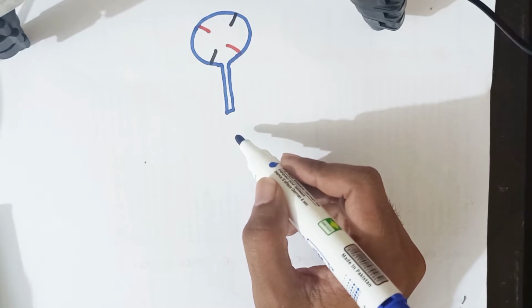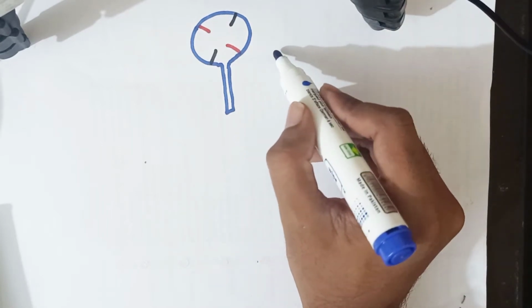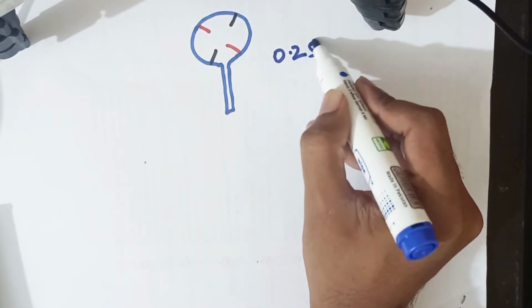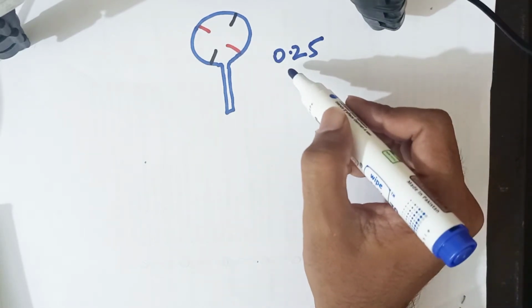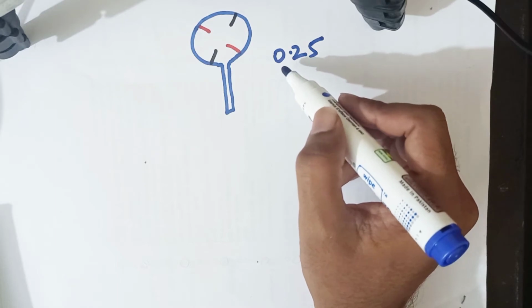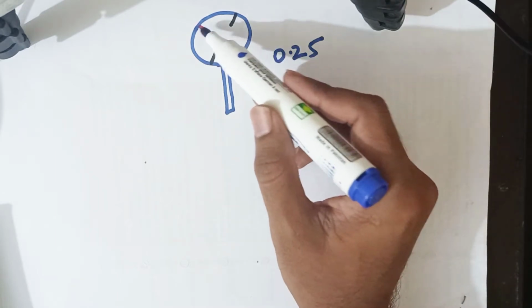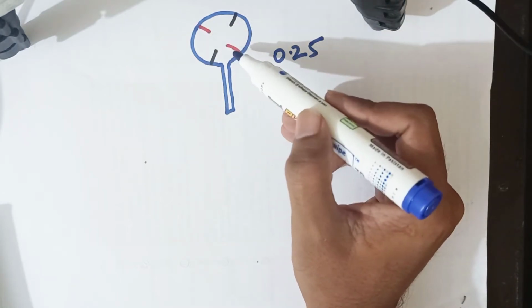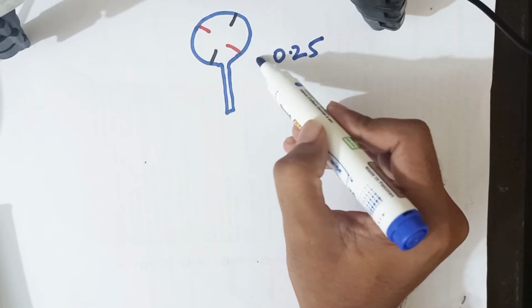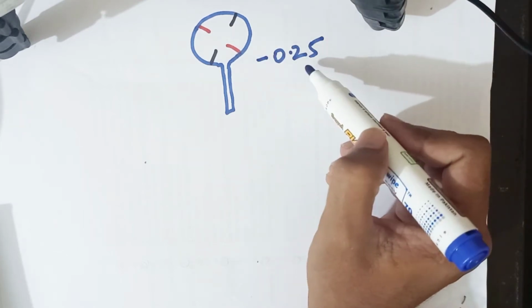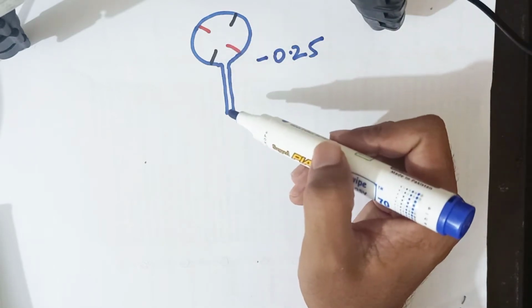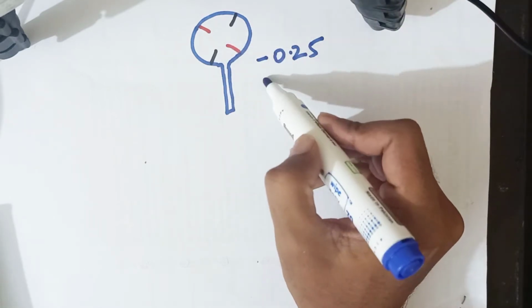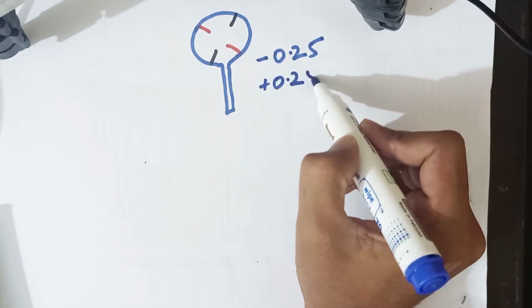Suppose we have a Jackson cross cylinder of 0.25 power, right? And 0.25 power at different axes, 90 apart. You know that these red lines are representing the axis of the minus power, which is minus 0.25, and these black lines are representing the axis of the plus power, 0.25.